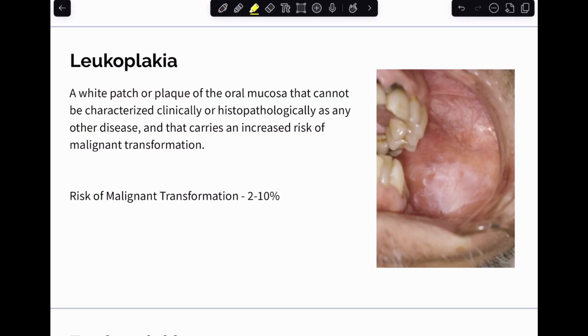This definition is very important to know. Leukoplakia is a white patch or a plaque of the oral mucosa which cannot be characterized clinically or histopathologically as any other disease, and it carries an increased risk of malignant transformation. You can see this is what a leukoplakia will look like. The risk of malignant transformation in these cases is 2 to 10%.